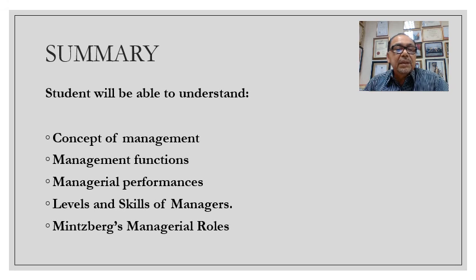Okay, so in summary, what we have studied today from the learning objectives. Number one, the concept of management, what management is all about. Then the management functions, the functions of managers from the top level, middle level, and lower level. Then managerial performance, how you measure performance and manager effectiveness, which we have already explained. Level and skill of managers, we have already explained to you. Different managers, different levels, and different skills are needed to run the organization. And the last one, the manager roles, which we explained to you.